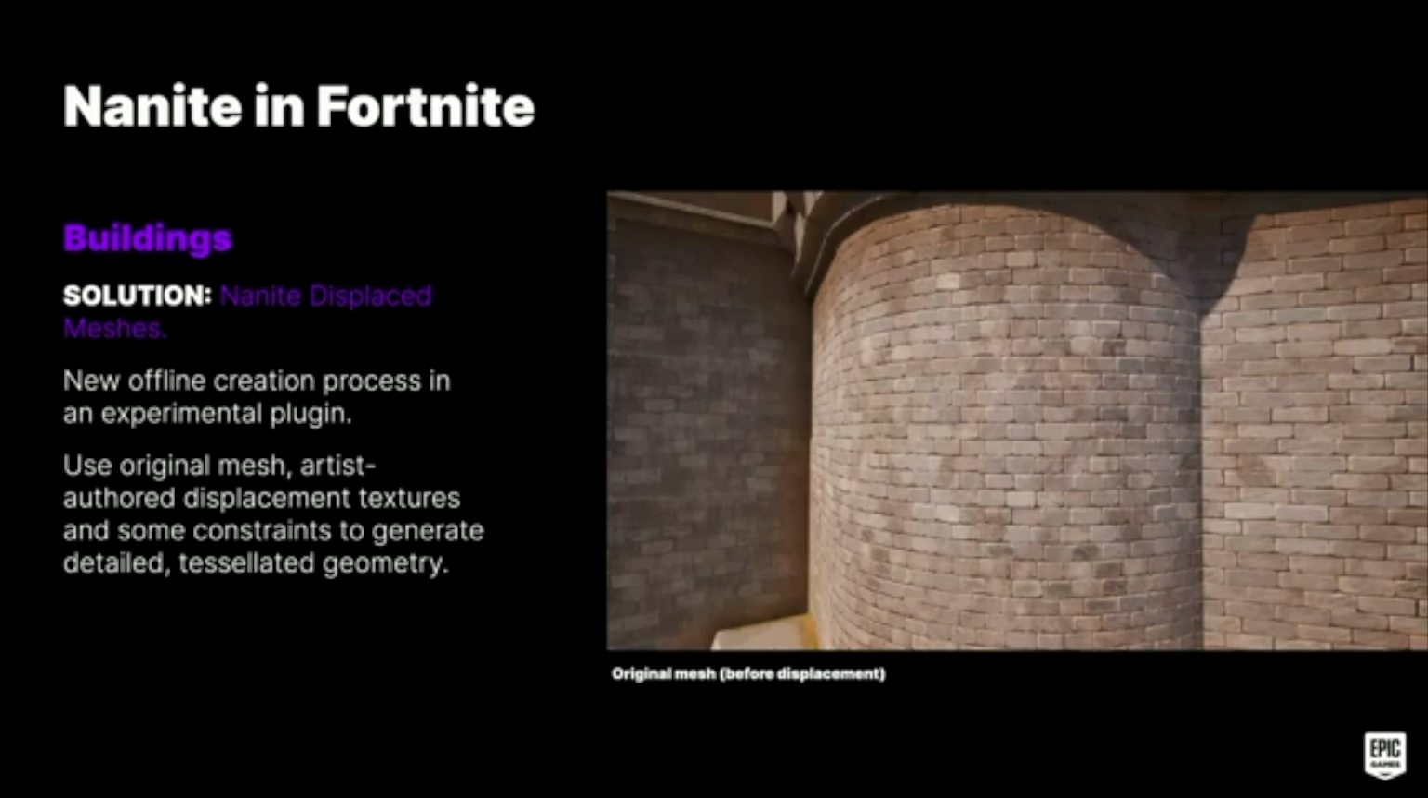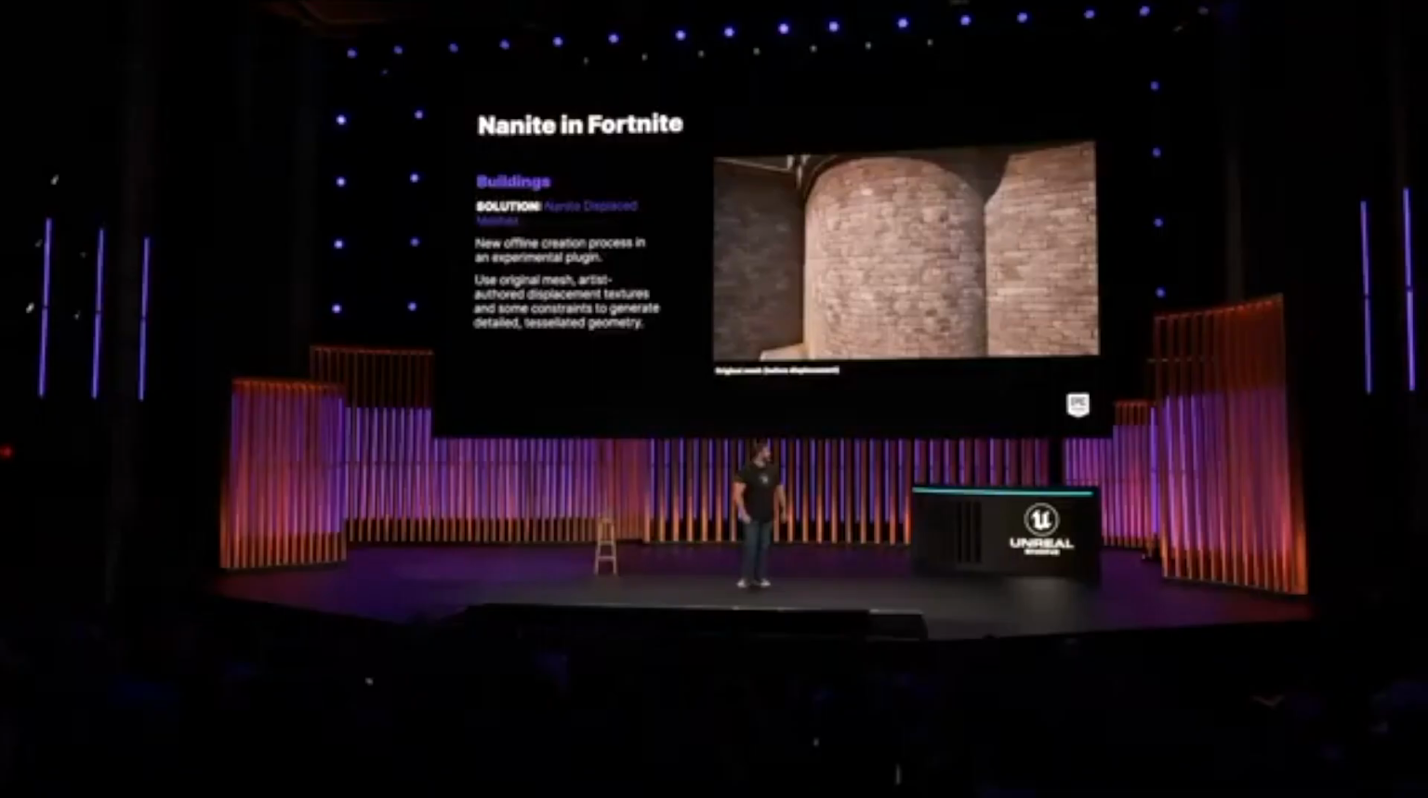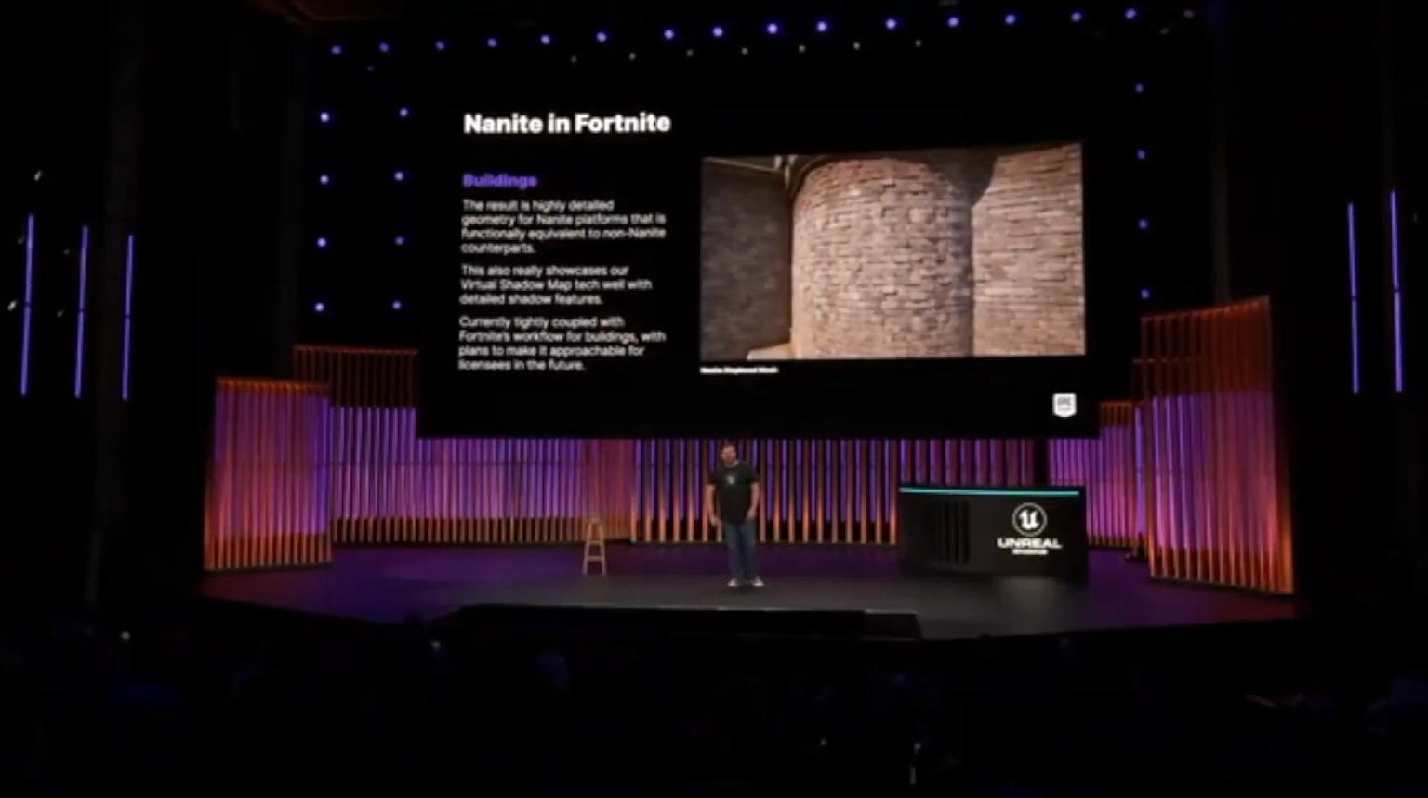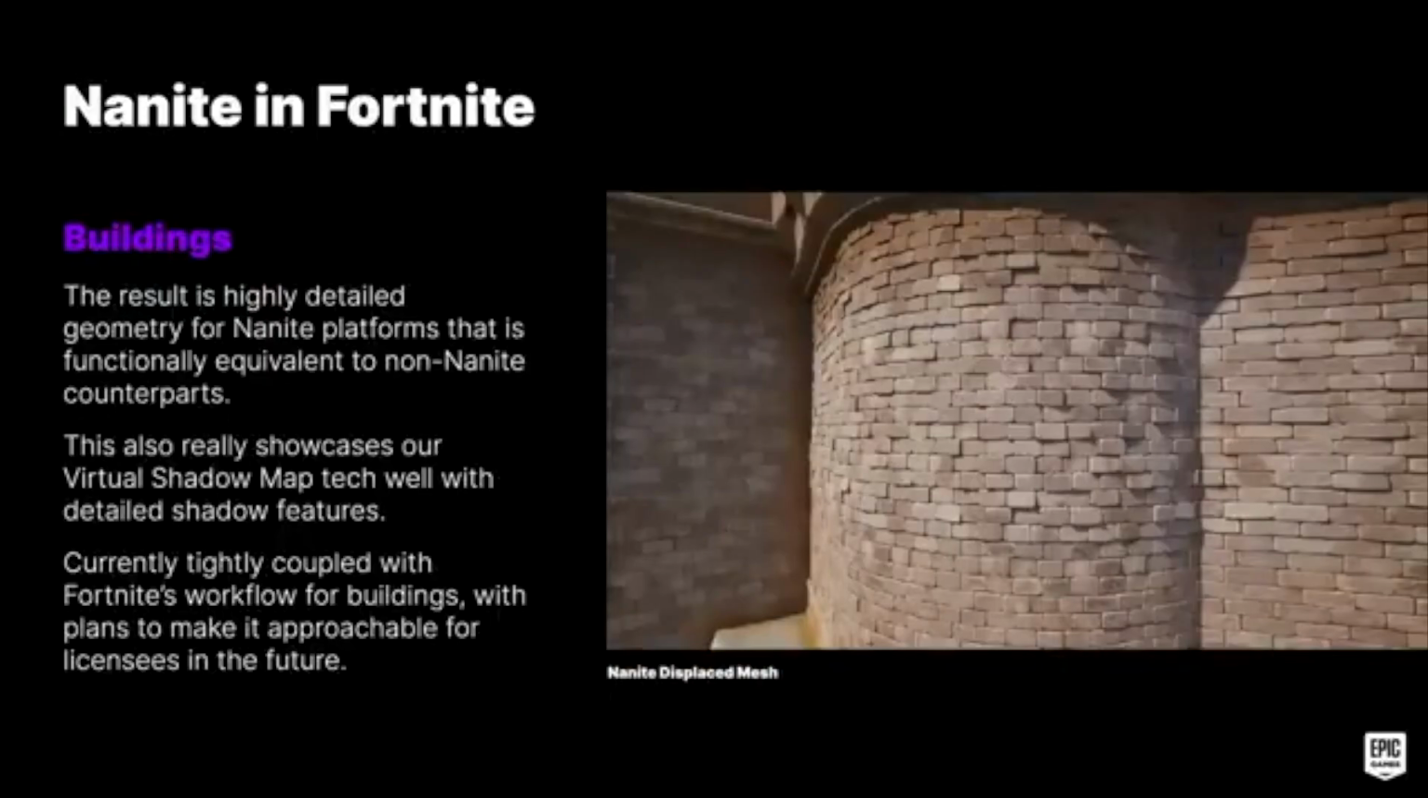Here you can see the original mesh prior to displacement, and here's the result after the displacement build process. These displaced meshes are functionally equivalent to their non-Nanite counterparts, but add noticeable detail to the structure. These details also really help showcase our VSM tech, as they drastically improve self-shadowing and silhouettes. While this tech solution is currently tightly integrated to Fortnite's building workflow, we have plans to develop it further to make it more approachable for licensees in the future.